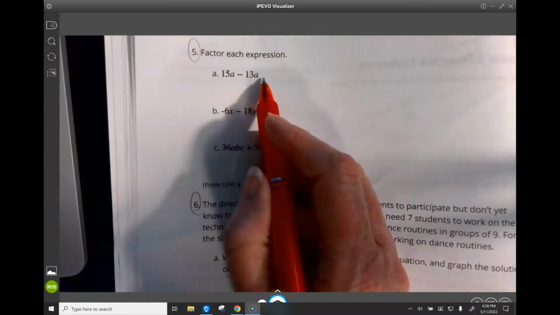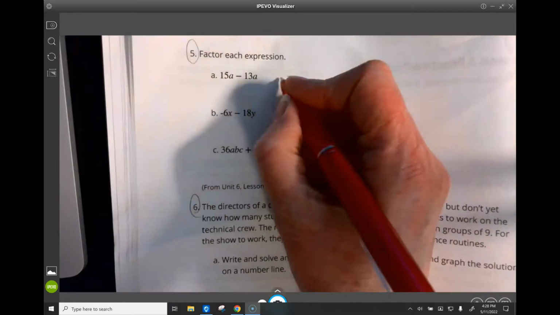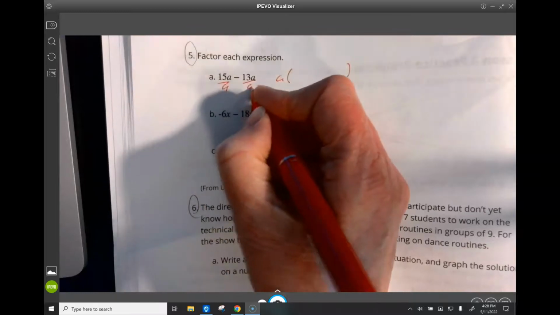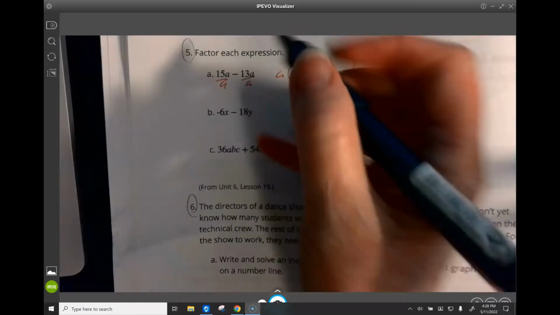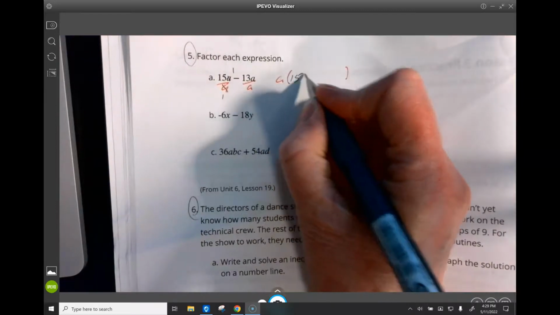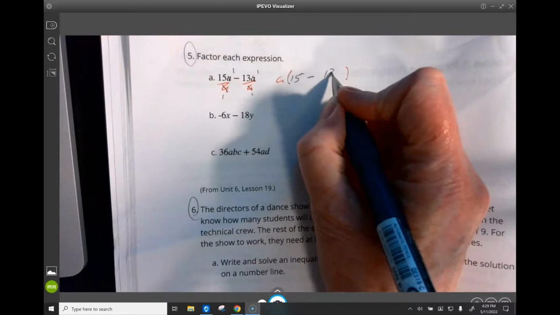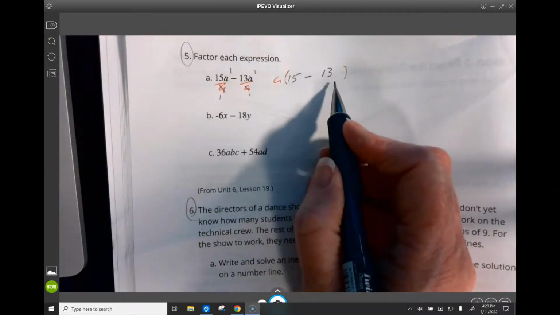So what does A have in common? 15A and 13A. They both have an A. So I'm going to factor out an A. I'm going to divide them both by an A. When I divide, I know some of you are going, oh my gosh, we cannot divide by a letter. Oh yeah, we can. Okay, so my A's divide out to 1, so I get 15. My A's divide out to 1, so I get 13. That's what I do as far as if I was factoring.